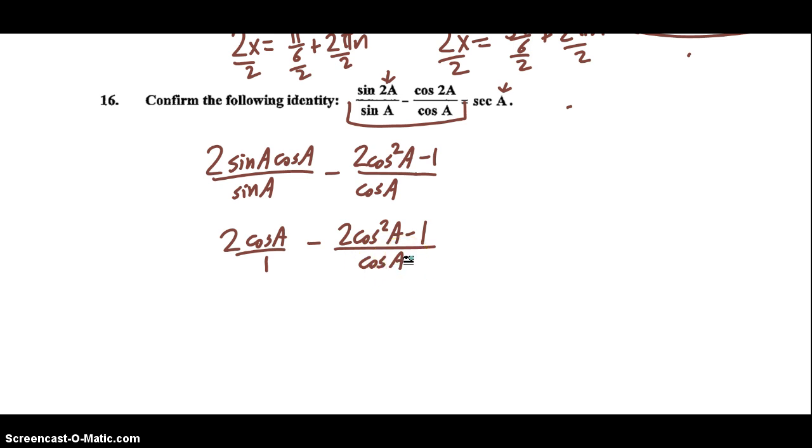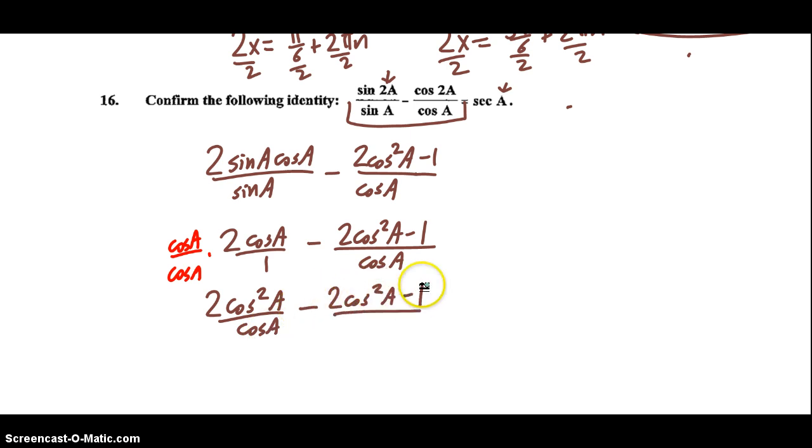And then I have two fractions, and I need common denominators, so I'm going to multiply here, the top and bottom, by cosine a. So when I do that, I end up with 2 cosine squared a over cosine a minus 2 cosine squared a minus 1 over cosine a. Again, this is all equals. When I do this, 2 cosine squared a minus 2 cosine squared a, this part right here adds to 0.